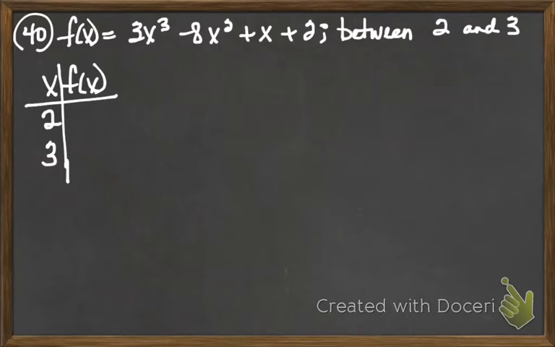What are y'all getting for 2? -4. And 3? 14. Anybody get anything different? So is the point (2, -4) above or below the x-axis? (2, -4) would be below, and (3, 14) would be above. And when you connect those two points, the graph would cross the x-axis somewhere between 2 and 3. Doesn't tell you exactly where, but it would be important for us to know that our graph actually crosses there.